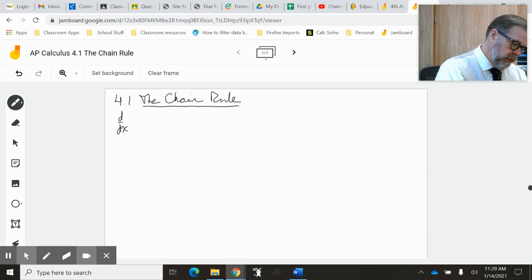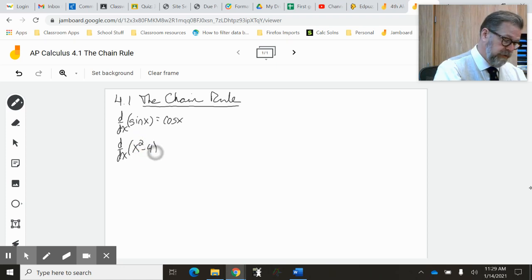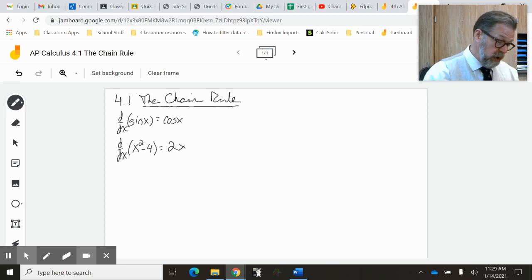We know that the rate of change with respect to x of sine of x is cosine of x. We also know that the rate of change with respect to x of x squared minus 4 is 2x. So we used our trig rule on the first one, we used our power rule and our derivative of a constant rule on the second one.